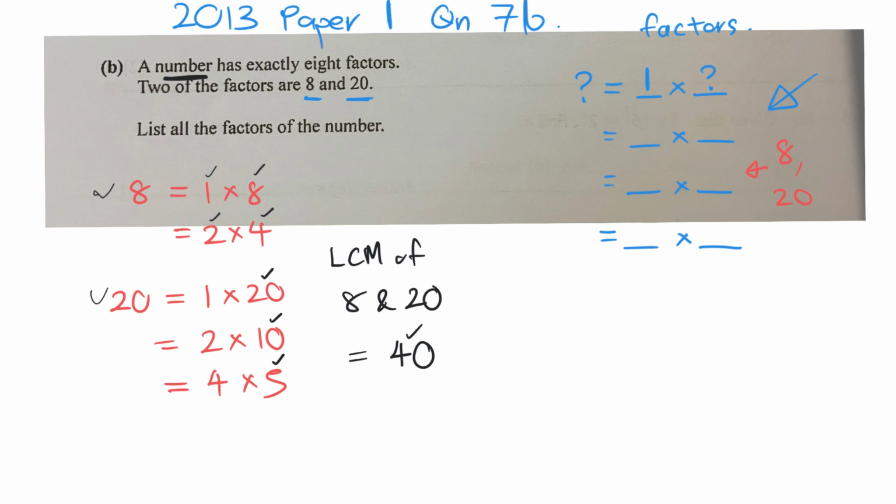In fact, what is this trying to tell us? The LCM of 8 and 20 is actually the number itself, right? So if I fill in all the blanks, it's going to look something like this. Let me erase it a bit. So that means it's 1 and 40, meaning the number itself is 40.